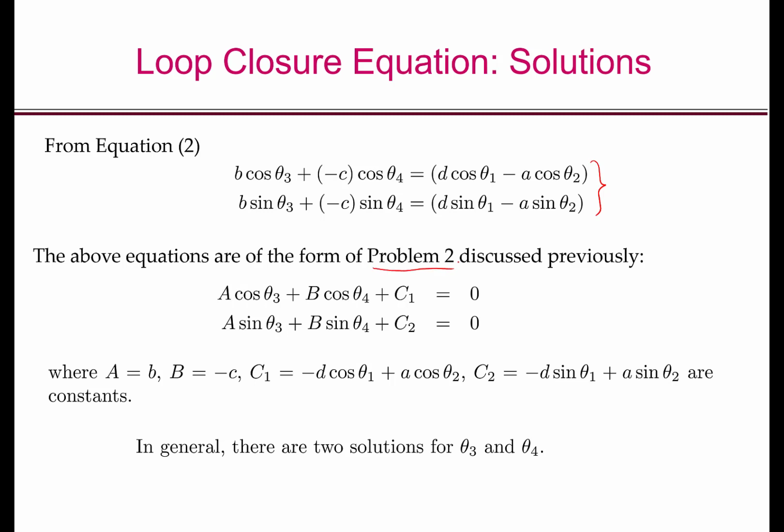So these two equations are of the standard form of problem 2 that we discussed previously, and we know how to solve them, and we have seen that in general there are two solutions for θ3 and θ4. So what we want to understand first is the geometric meaning of these two solutions θ3 and θ4. Then we will look at an example that illustrates the use of these equations that we have derived for solving the position kinematics of a 4-bar mechanism.